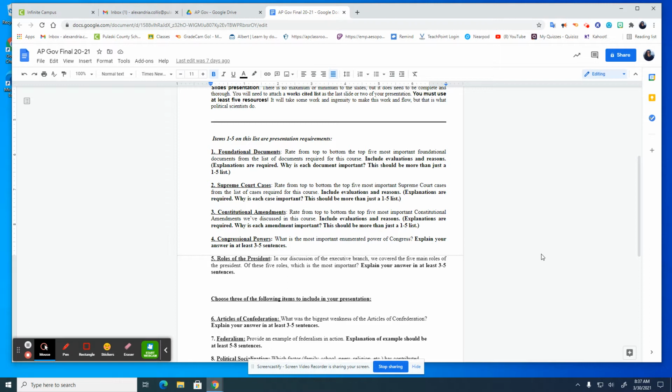Number 3, constitutional amendments. Rate from top to bottom the top 5 most important constitutional amendments that we've discussed in this course.